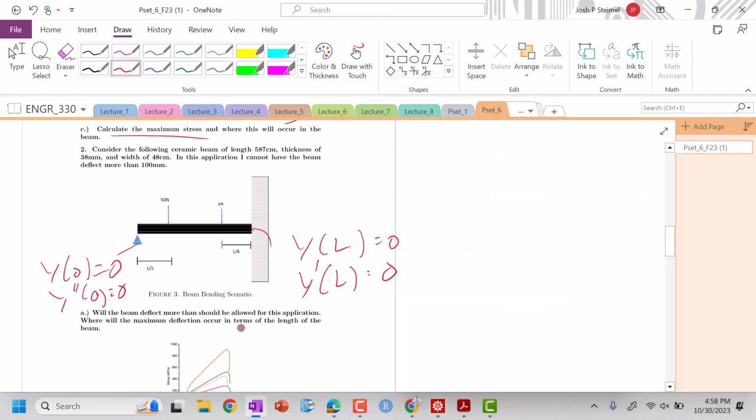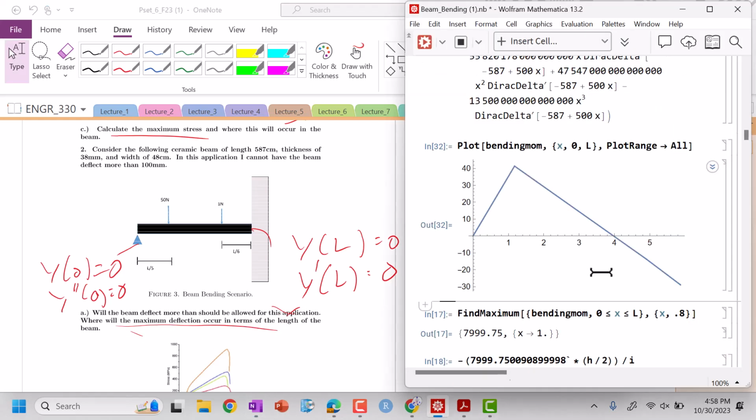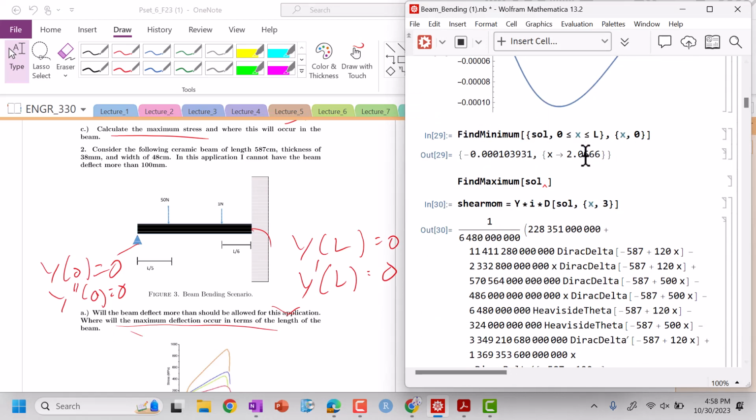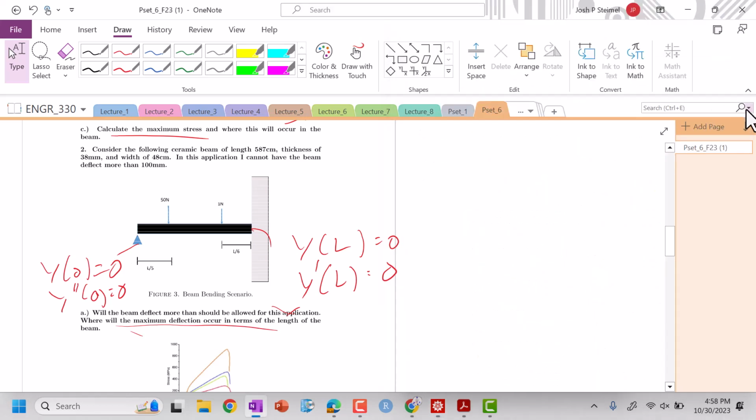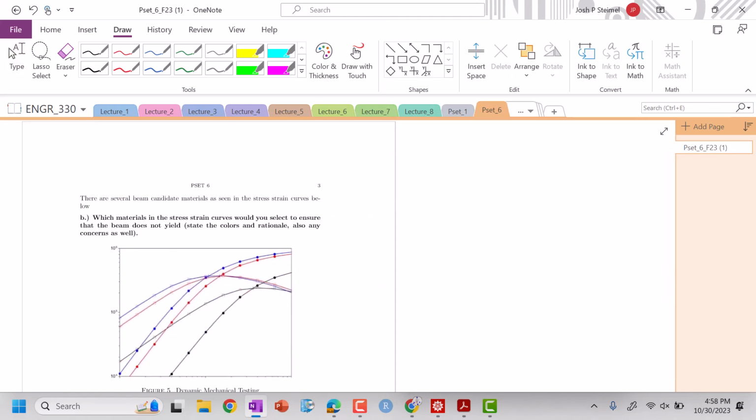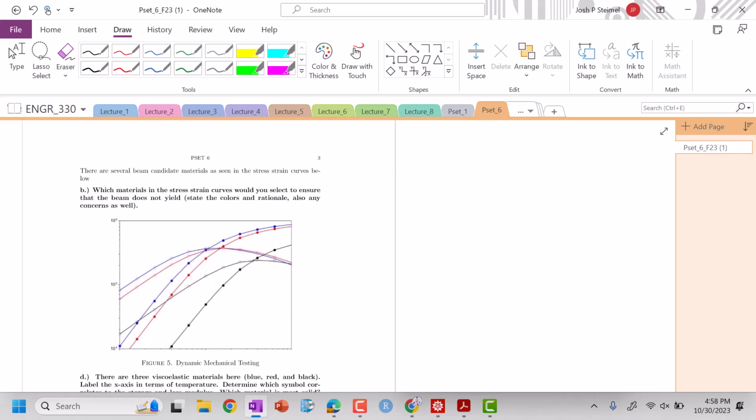So will the beam deflect more than should be allowed for the application? No. Where is the maximum deflection required in terms of length of beam? We saw that on our previous solution here. So it will occur at 2.06 meters, and that is our maximum displacement. Excellent. There are several beam candidates as seen in the stress strain curves below. Which materials in the stress strain curves would you select to ensure the beam does not yield? State the colors and rationale, any other concerns.